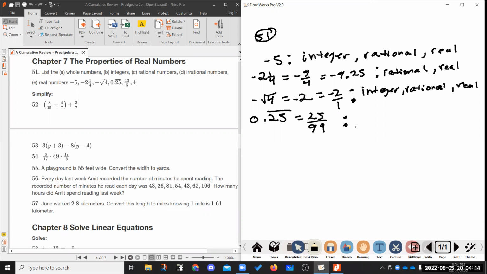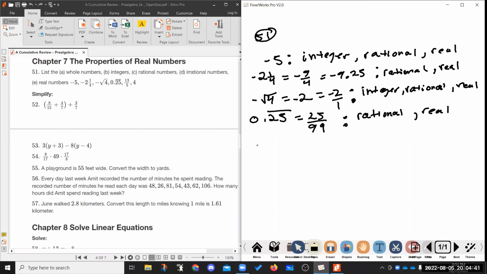That one is not a whole number. It's not an integer. It is rational, which means it's not irrational, because rational and irrational are opposites: if a number is rational, it's not irrational. If it's irrational, it's not rational. And it is real. Okay.